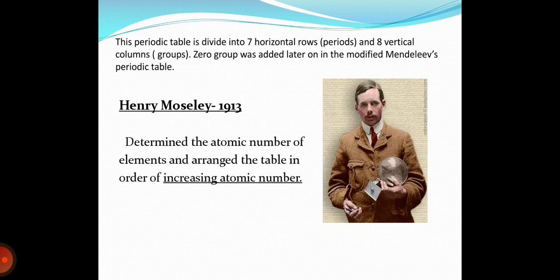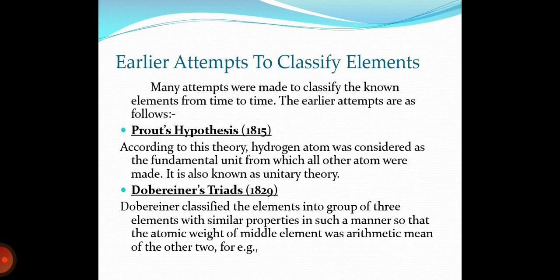The scientist Henry Moseley in 1913 determined the atomic number of elements and arranged the table in order of increasing atomic number. And the next topic is earlier attempts to classify elements. Many attempts were made to classify the known elements from time to time. The earlier attempts are as follows.